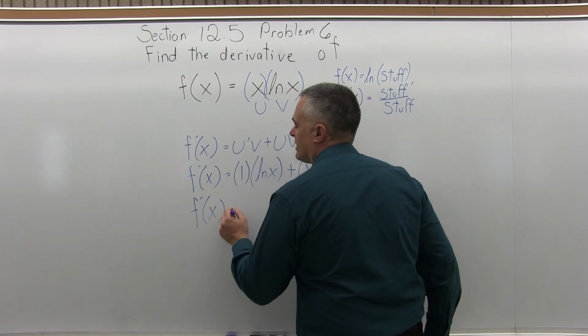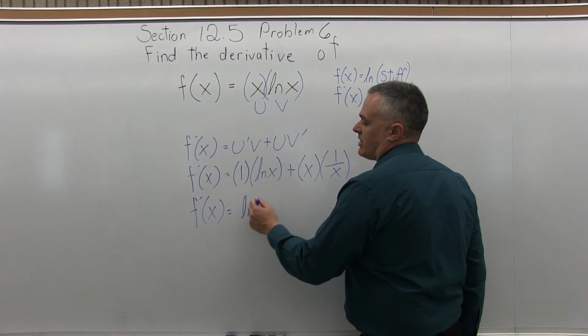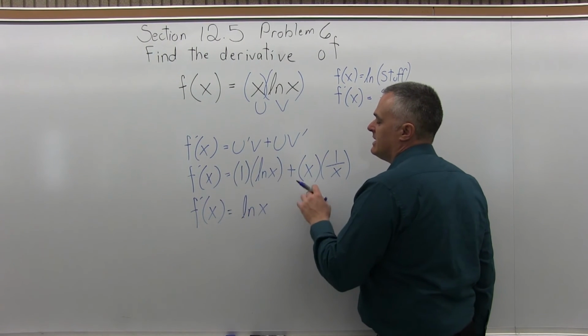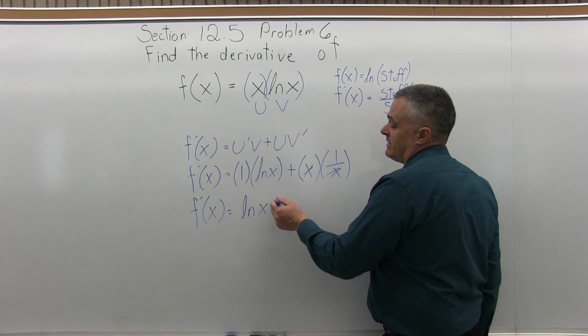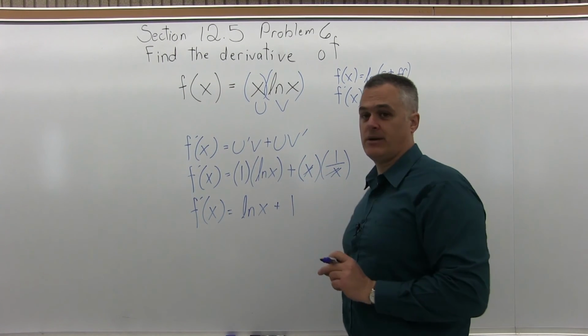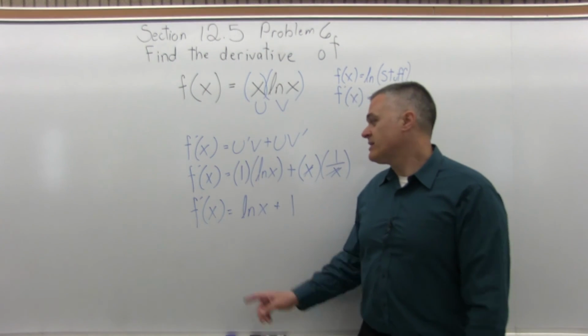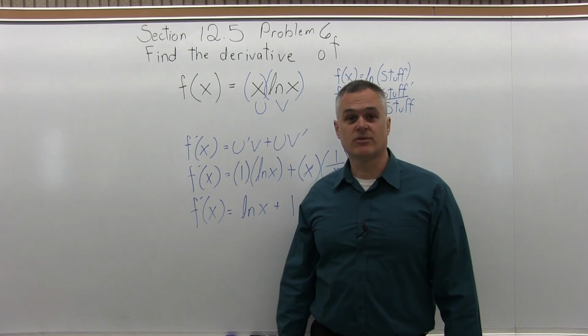But it cleans up so nicely. 1 times the natural log of x is just natural log of x. Times 1 is easy. And then x times 1 over x, the x's are just going to cancel. And it's not that this goes away completely. When you cancel the x's, you're left with 1. So the final answer is f prime of x is the natural log of x plus 1 after we simplify it.